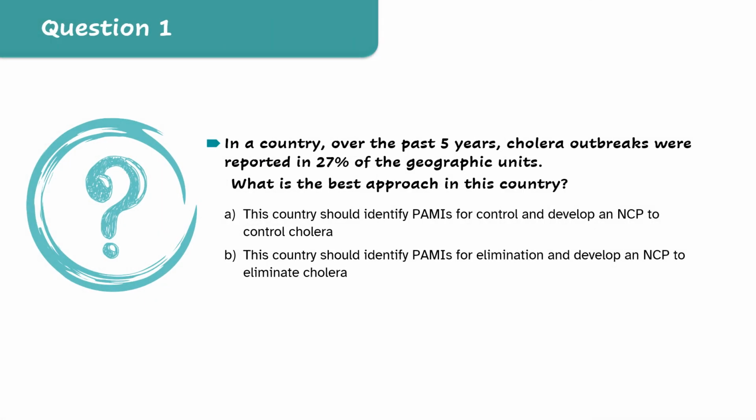Question 1. In a country, over the past 5 years, cholera outbreaks were reported in 27% of the geographic units. What is the best approach in this country? A. This country should identify PAMIs for control and develop an NCP to control cholera. B. This country should identify PAMIs for elimination and develop an NCP to eliminate cholera.